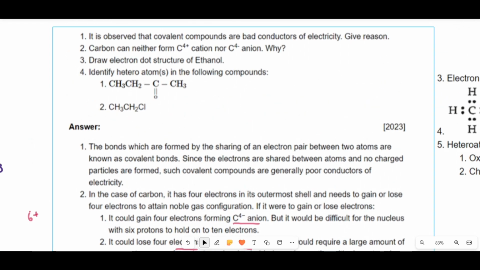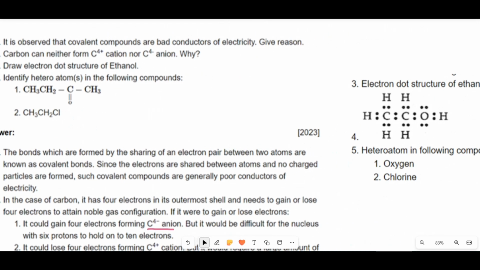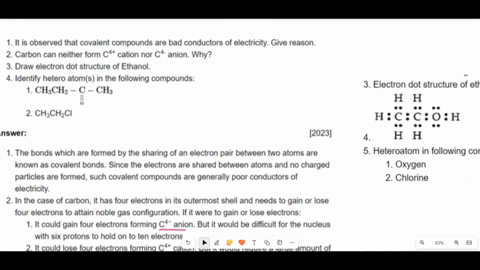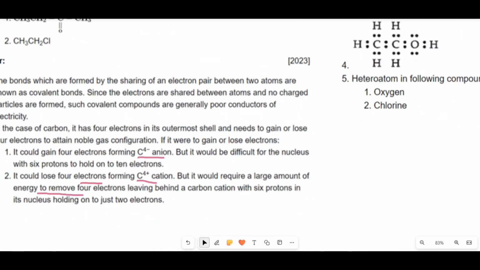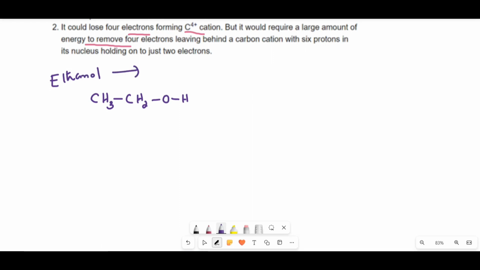Draw the electron dot structure of ethanol. So for drawing these electron dot structures, you should know how the bonds are formed first. Ethanol, you already know, the formula is CH3CH2OH. I will do it separately. CH3CH2OH, ethanol. The structure is CH3CH2OH. So this is the ethanol formula. Some of them will have a doubt, like this is also ethanol, C2H5OH.